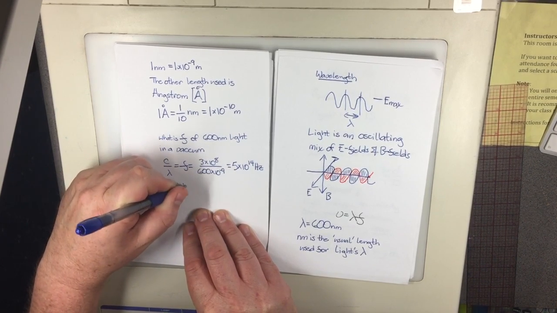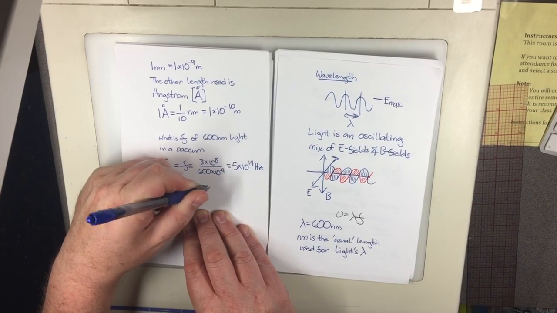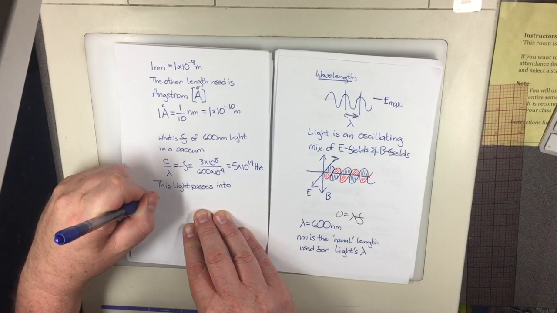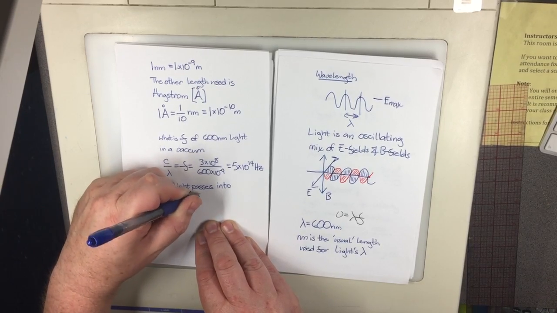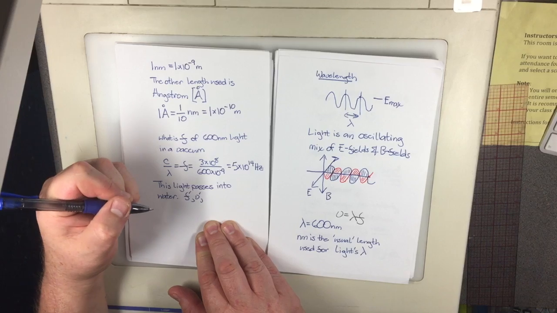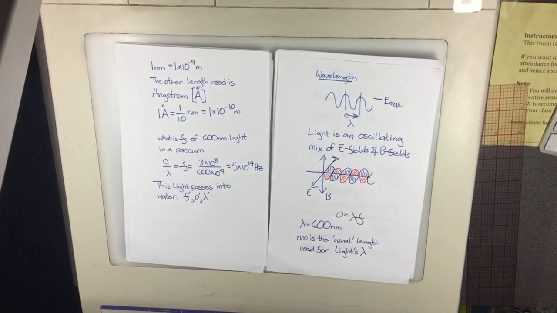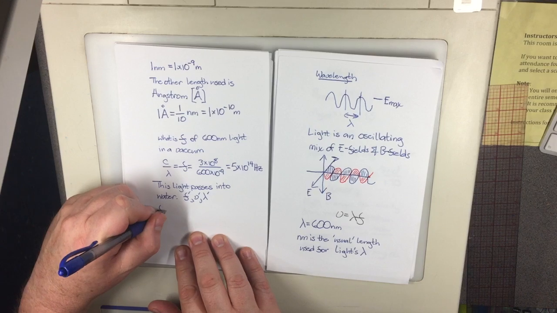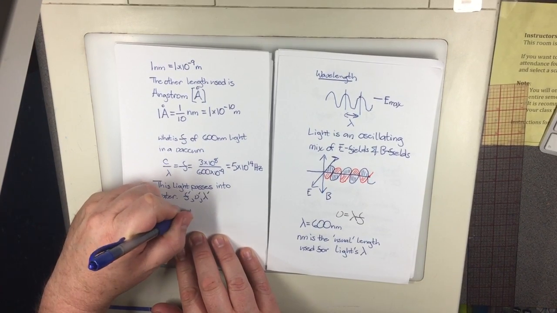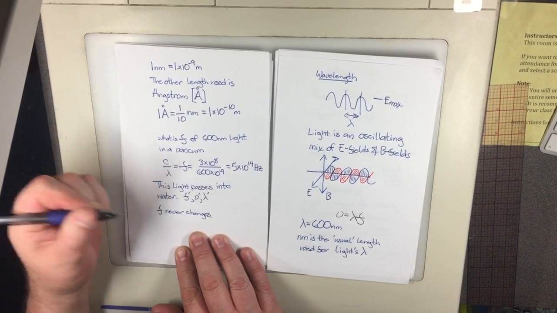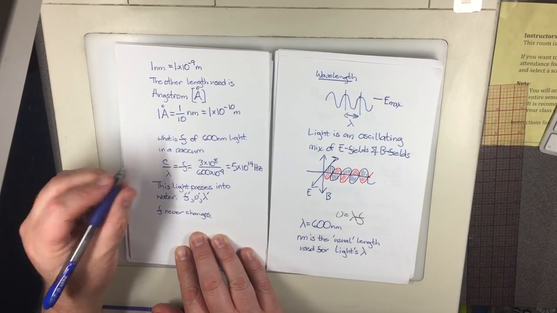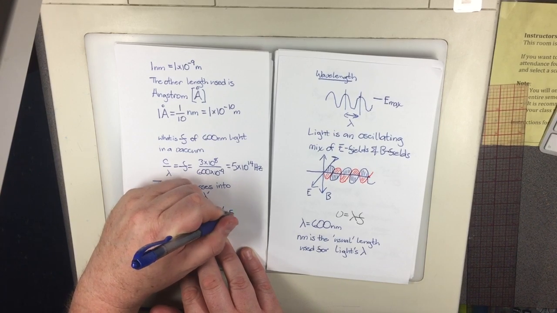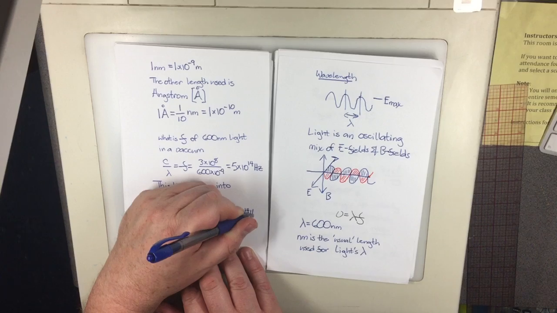This light passes into water. I want to know its new frequency, its new velocity, its new wavelength, all these things. The first thing that I would say is F never changes. Once you've got that frequency, you never have to worry about it again. So F prime is equal to 5 times 10 to the 14 hertz.